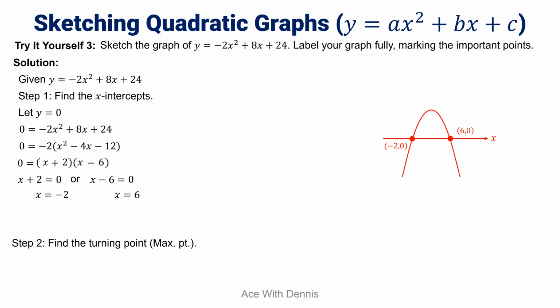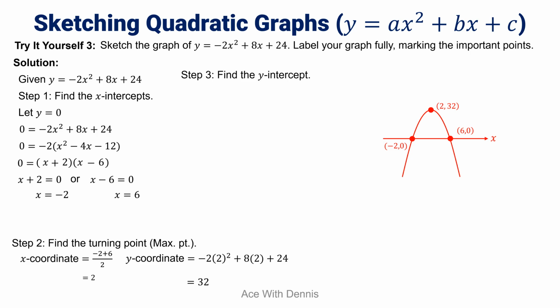Next, step number 2, we find the turning point. For this case, this is a maximum point. The x-coordinate for this turning point will be adding the two roots together divided by 2. So for this case, it's negative 2 plus 6 divided by 2. We get 2. Then we calculate the y-coordinate of this turning point. Just substitute x equals 2 into the equation. We will get negative 2 times 2 squared plus 8 times 2 plus 24. Calculate the value. The value is 32. Hence, for this maximum point, the coordinate is 2, 32.